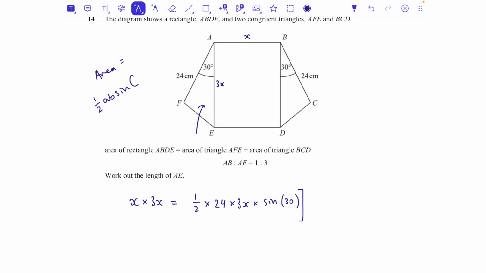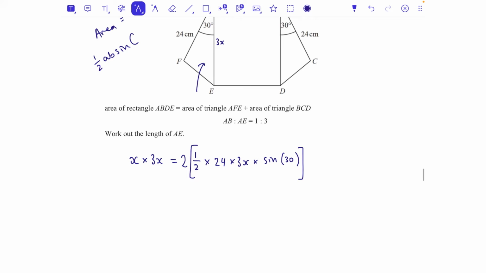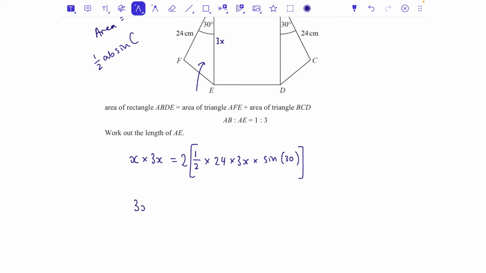So I could take that whole triangle and double it, which is quite nice because that's going to cancel out the half. So I've got 3x squared equals, now instead of doubling and halving, I'm just going to cancel those two out, 24 times 3x times sine 30. Now this was a calculator paper, so you're okay to type that in your calculator, but you might also know that sine 30 is a half. That could very easily come up on the non-calculator paper.